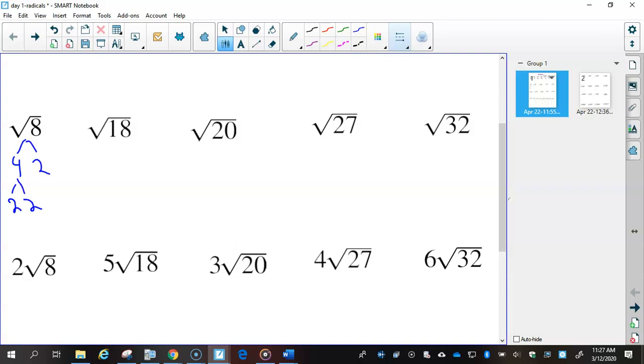And then once you get to this step, you're looking at, do you have any pairs? Because this is square root, so square. Do we have any pairs? Yes. We have a pair of 2's. Anytime we have a pair, that pair gets to come outside of the square root. Anything that doesn't have a pair stays inside.